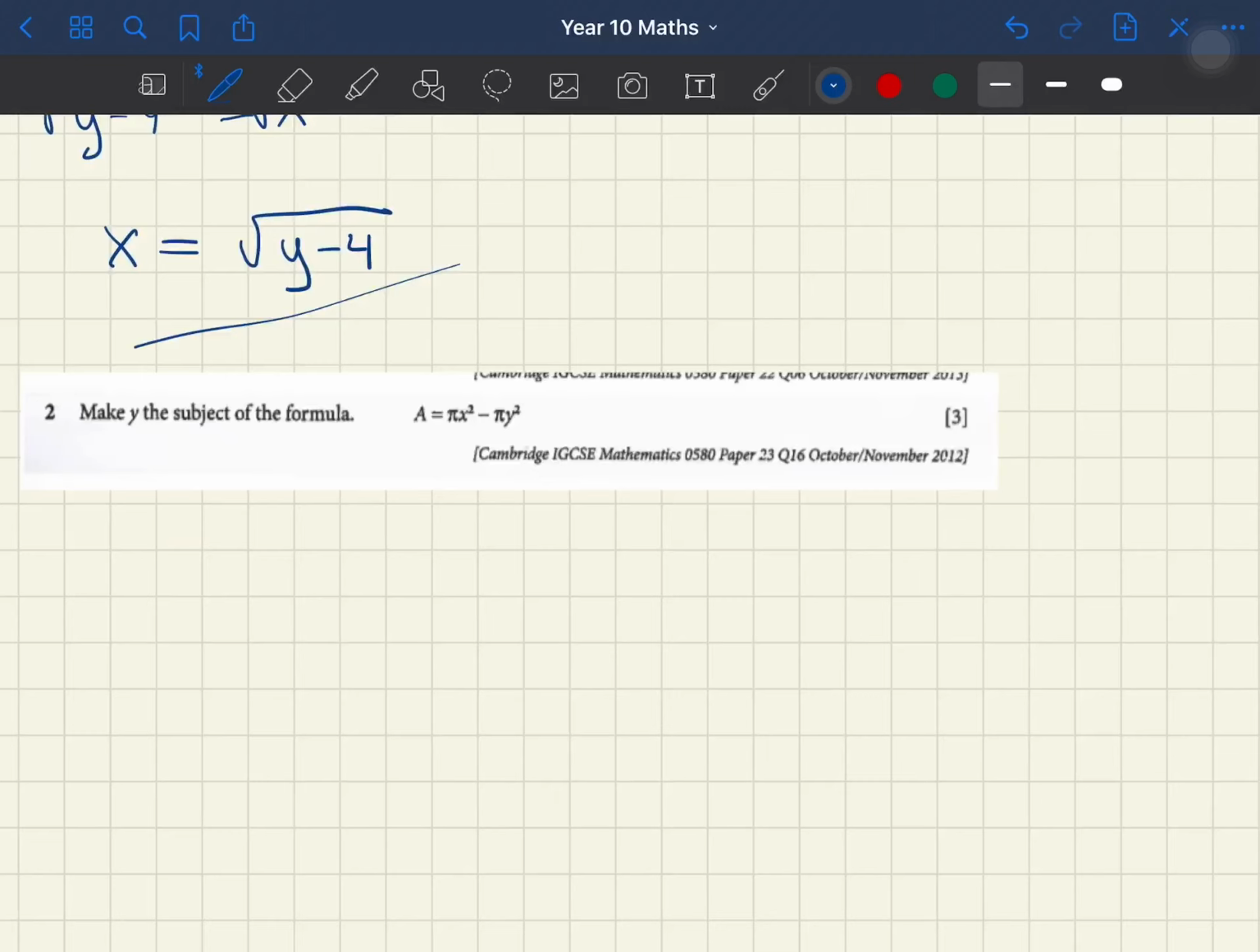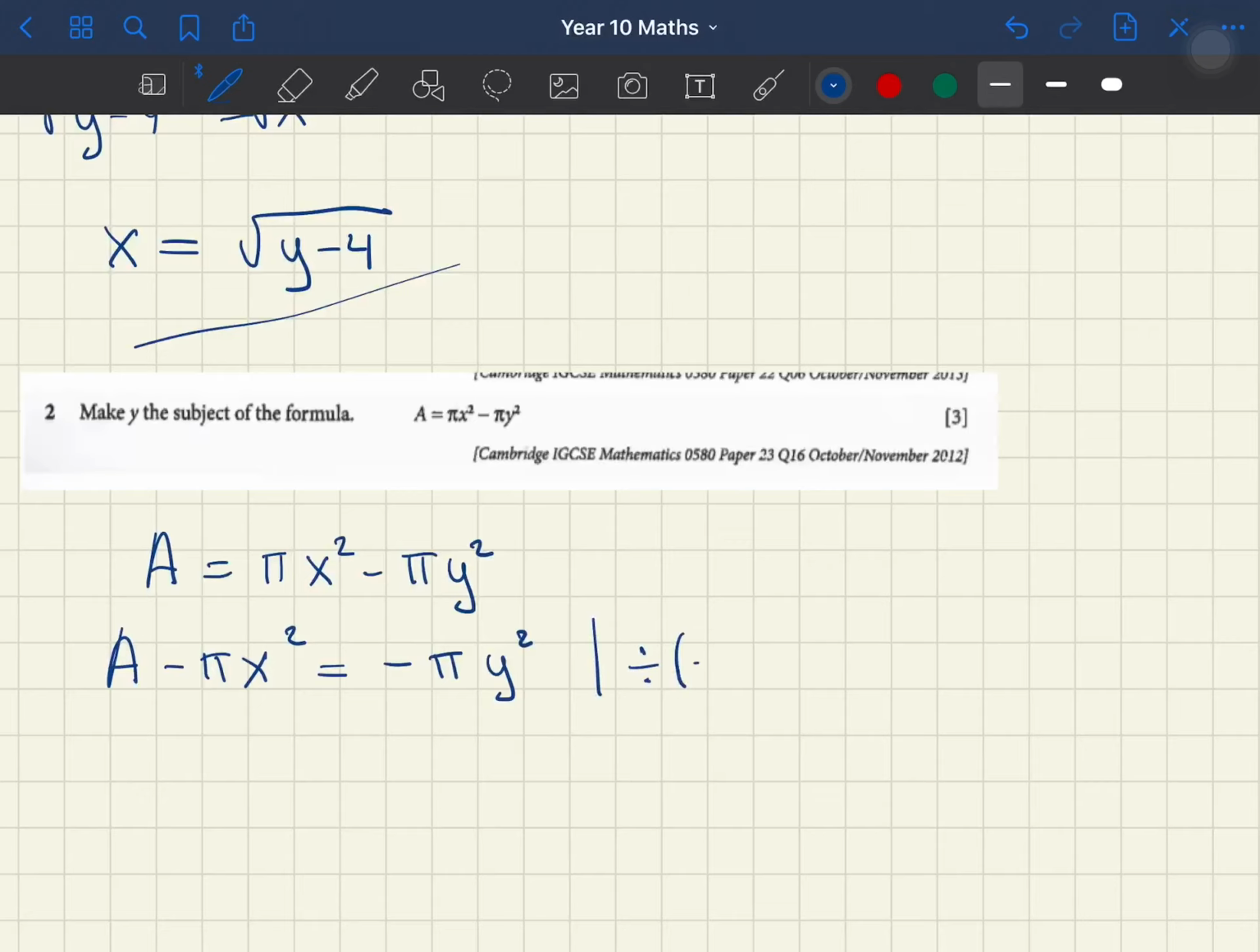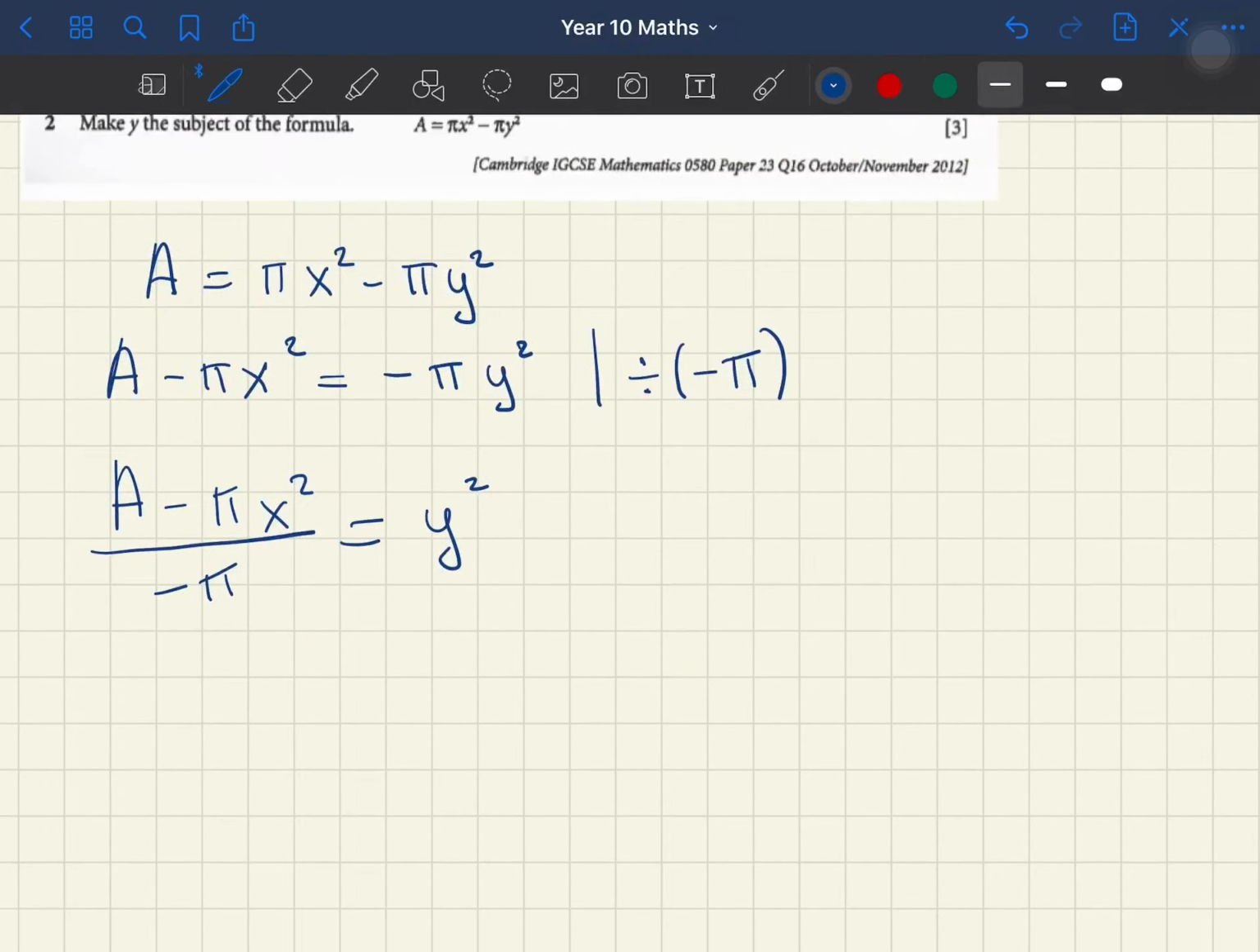Make pi the subject of formula. Okay, this one is, make y the subject of formula. I thought they said pi. A equals pi x squared minus pi y squared. Let's take this one here. So a minus pi x squared equals minus pi y squared. Now you know what we can do? We can divide both sides by minus pi. So a minus pi x squared over minus pi equals y squared.